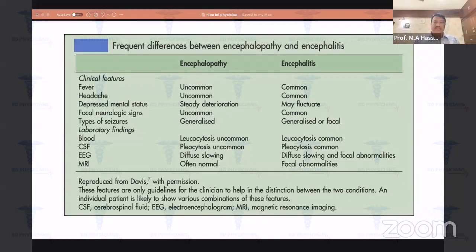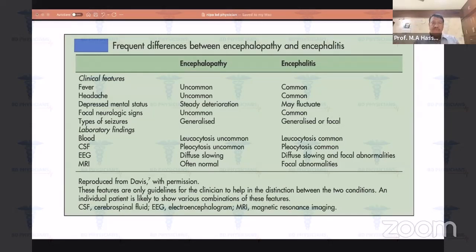Another confusion arises between encephalopathy and encephalitis. This one is for the postgraduate students: how do we differentiate encephalopathy, like hepatic encephalopathy, hypertensive encephalopathy, or uremic encephalopathy, from encephalitis? Encephalopathy predominantly causes functional disorder of the neurons, and it is mostly reversible. In encephalopathy, fever is very uncommon, but in encephalitis, fever is common and headache is common.